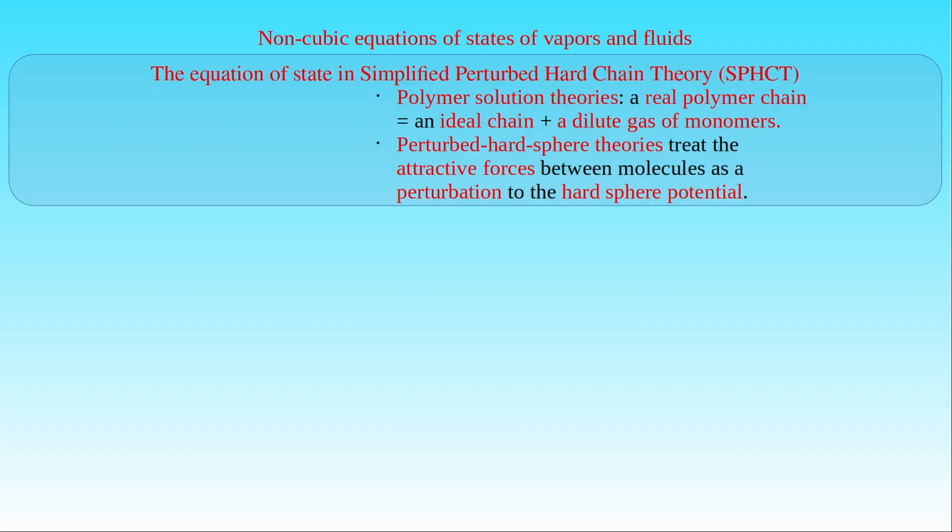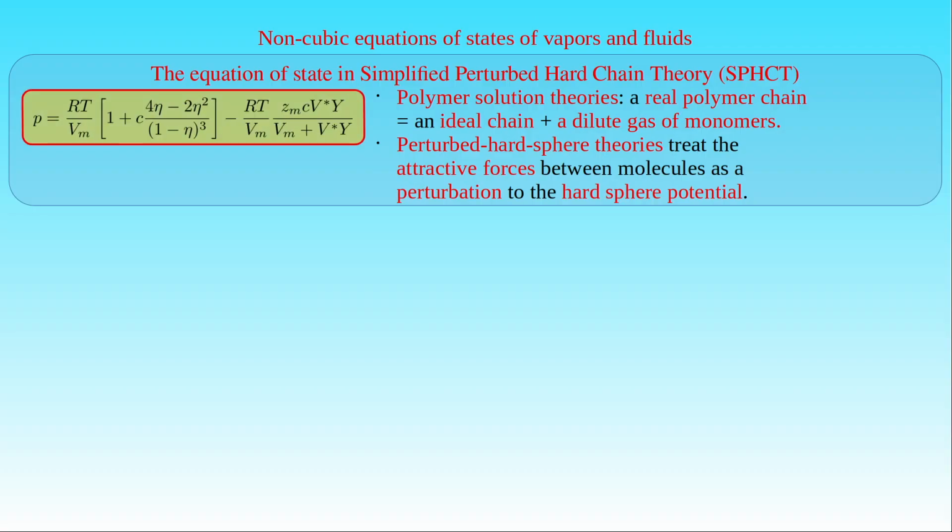One of the several equations of state based on simplified perturbed hard chain theory was proposed by Prausnitz in 1975 to describe critical equilibria, and we show it in the form introduced by von Pelt, Peters and Ahrens in 1992. For a one-component system, the repulsion term of the SPHCT equation is given by the gas constant R times the temperature T over the molar volume Vm times a volume correction factor equal to 1 plus a constant C times 4 times eta minus 2 times eta squared over the cube of 1 minus eta.